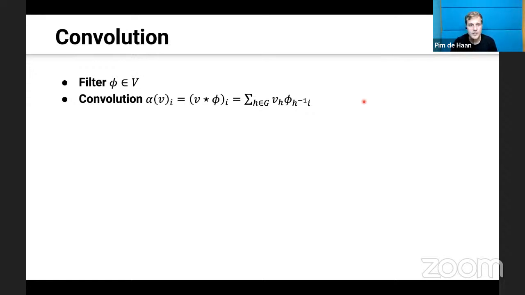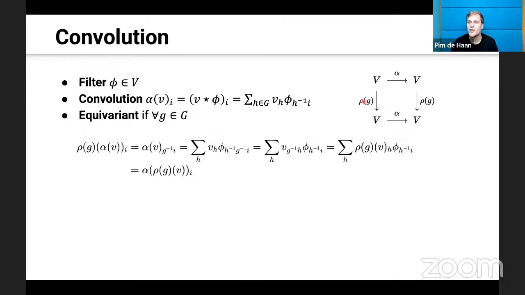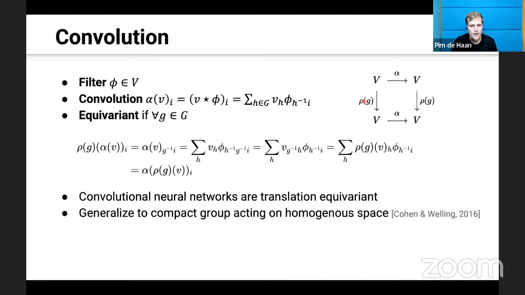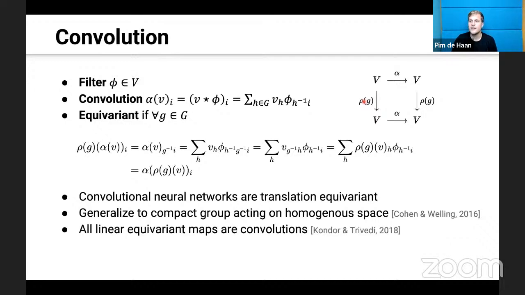So this defines a convolution in 1D, and you can show with a simple proof that I'm not going to go into now, but you can maybe look into in the slides if you're interested, that this is equivariant relative to translations. And thus all the convolutional neural networks that are used in practice, at least the simple ones, are translation equivariant. There is some interesting work that generalizes these kind of convolutions to compact groups acting on homogeneous spaces like spheres. And there's even a completeness result saying that all linear equivariant maps are convolutions of this type.